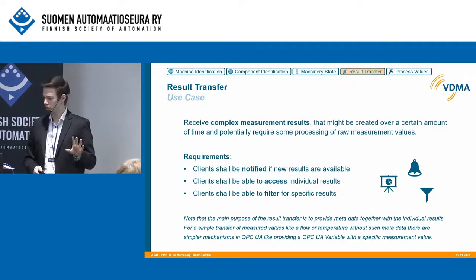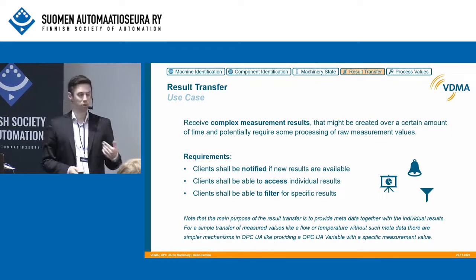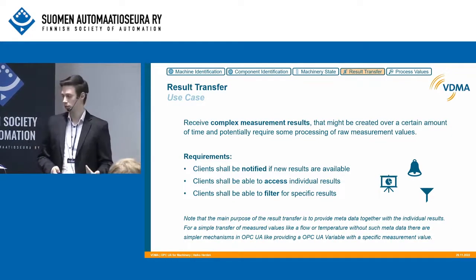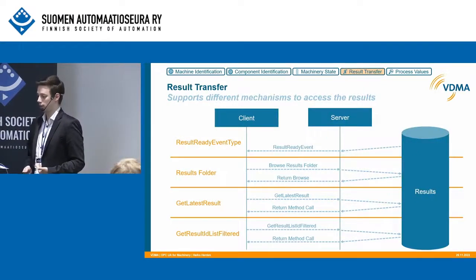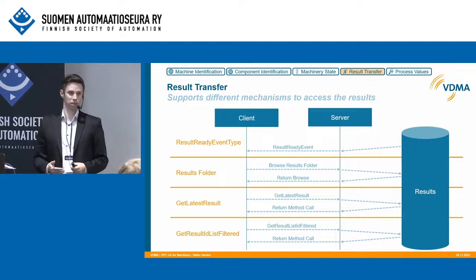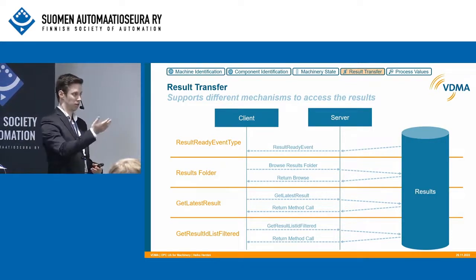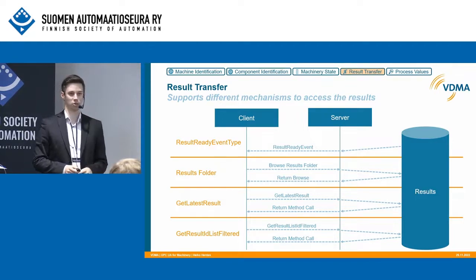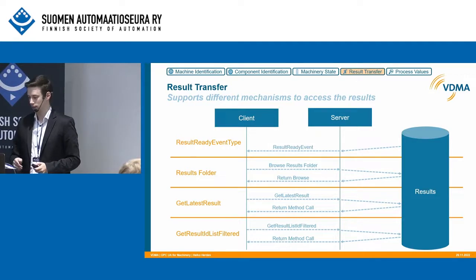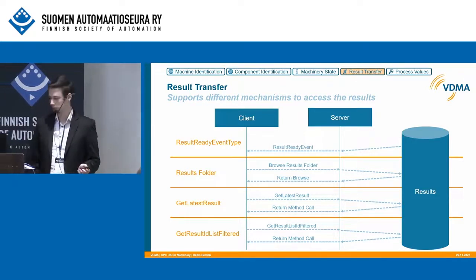So we have like 4 or 5 groups that use this already. And it's about that you want to be notified when the results are ready, that you want to access the results, filter the results. And so we defined different mechanisms to get those results so that not every group has to think about an own solution, but we have one solution at hand that the groups can use if they have such a complex measurement result. And this is OPC UA for Machinery part 101, so it's a little bit more specified.